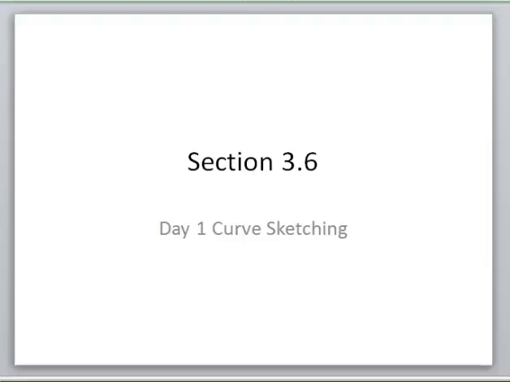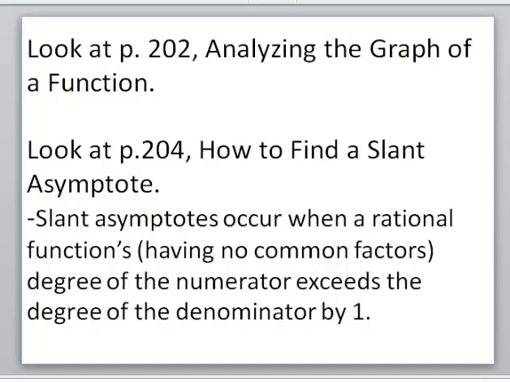Alright, today we're going to start curve sketching, and what that is, we're going to take all the things that we've learned in this whole unit and we're going to create graphs from them. I'd like you guys to take a look in your book at page 202, analyzing the graph of a function. Just take a look at that page, and also I'd like you to look at page 204, how to find a slant asymptote.